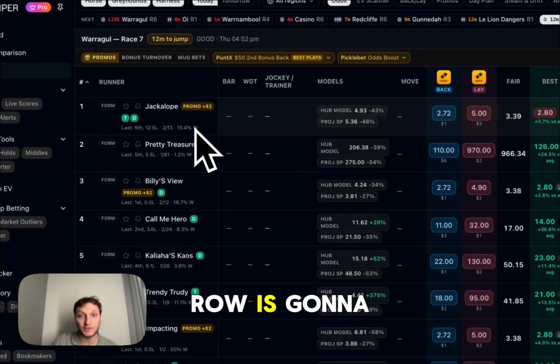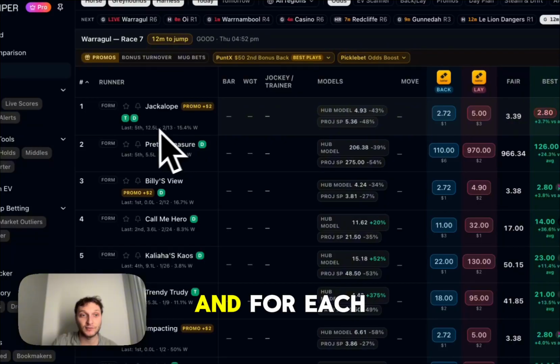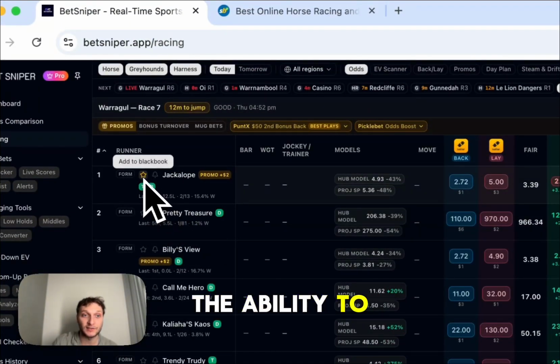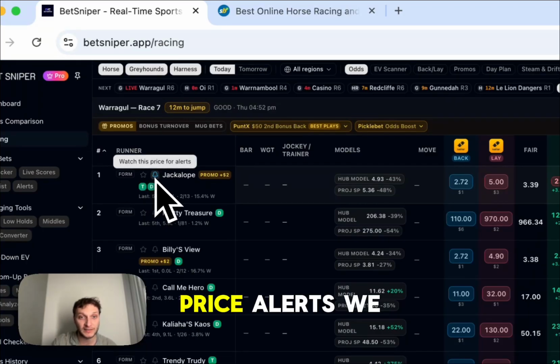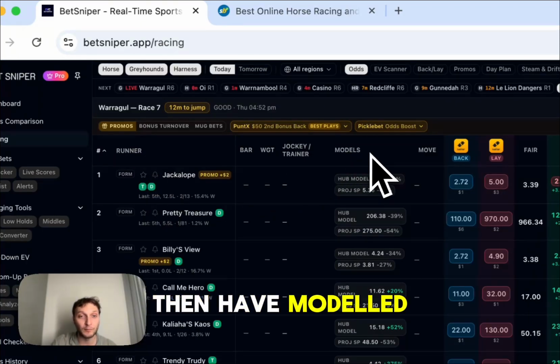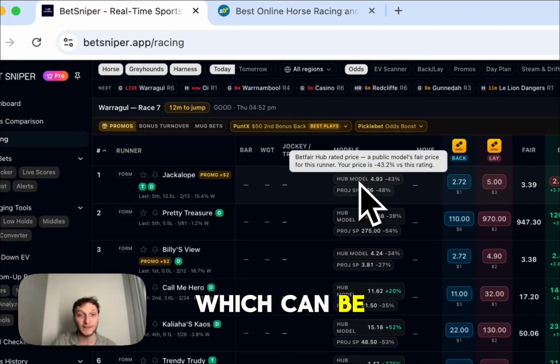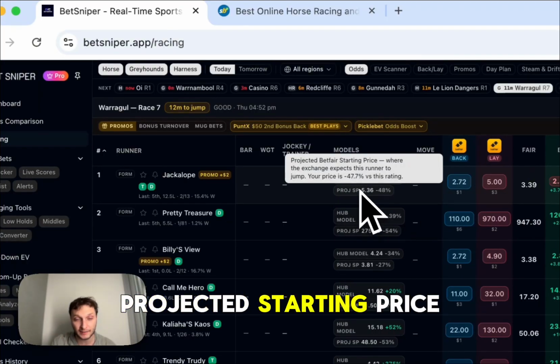And so each row is going to be a separate runner. And for each runner, we've got some information that might be useful to you, as well as the ability to add it to the black book or set up price alerts. We then have modeled pricing from Betfair. So they've got their hub rated price, which can be a decent benchmark, and then their projected starting price.